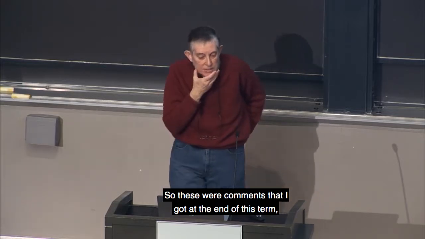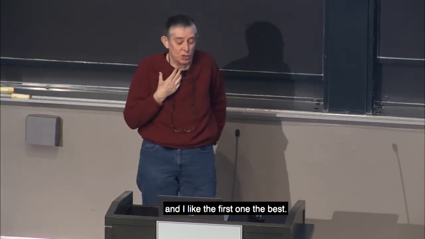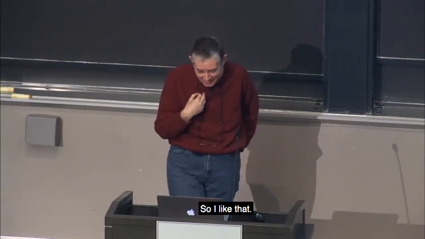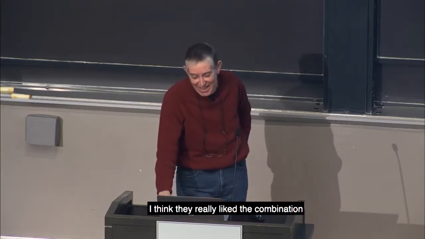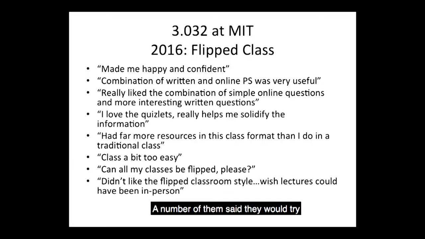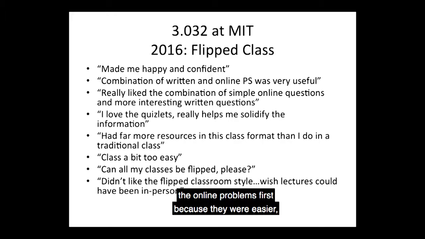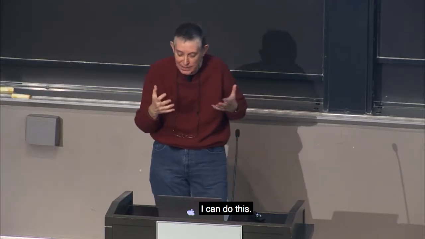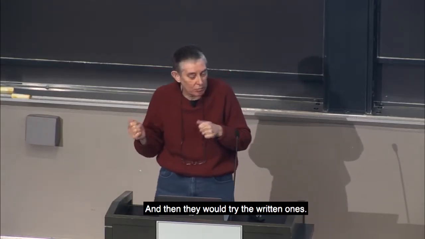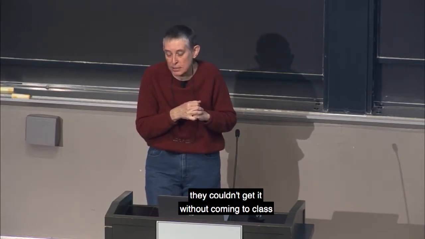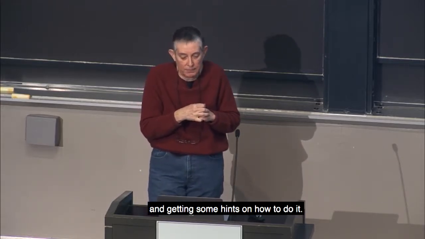So these were comments that I got at the end of this term, and I liked the first one the best. Made me happy and confident, which is not something you hear from MIT students a lot, happy and confident. So I like that. And I think they really liked the combination of the written and the online problem sets. A number of them said they would try the online problems first because they were easier, and it kind of gave them some confidence, like, oh, I get this, I can do this. And then they would try the written ones. And I made the written ones hard enough that typically they couldn't get it without coming to class and getting some hints on how to do it.